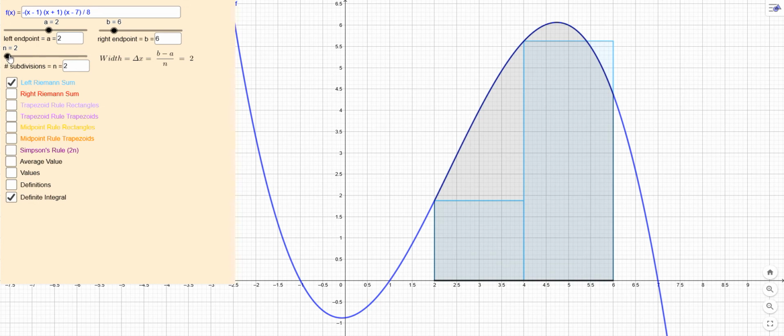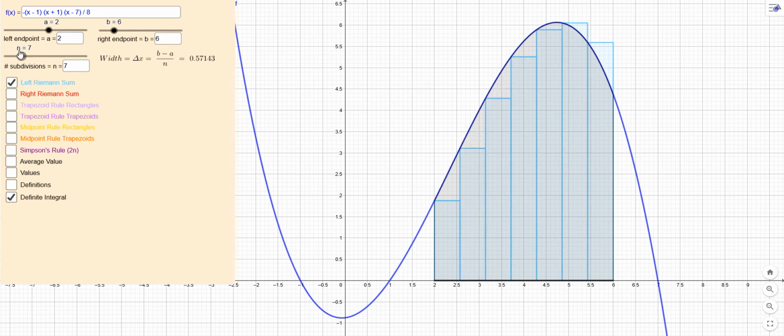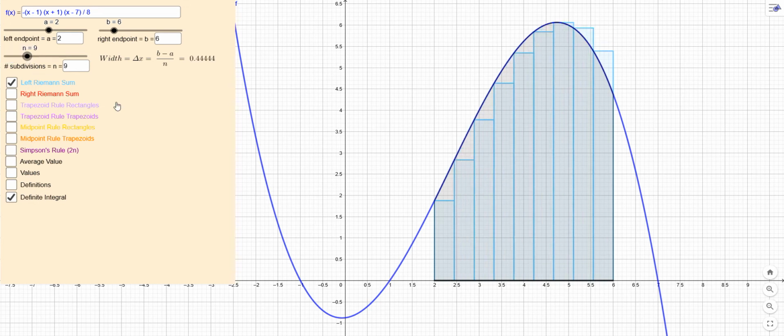And notice as we increase that, we can change the value of n. But every time we're going at the left side. Now think about it a minute. If it's a left Riemann sum, it would be perfect if this was horizontal. And if the function is increasing, the left Riemann sum is going to be underestimating on this portion. But when the function is decreasing, the left Riemann sum is going to be overestimating our interval.